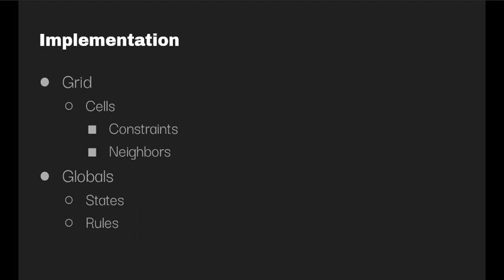The implementation of this was done first by creating a grid. This grid is specified with rows and columns, and each cell within this grid has a set of constraints as well as a set of neighbors. The constraints is a list of states. Each state, as you'll see in the next slide, has certain rules that they have to follow. The neighbors within each cell corresponds to the north neighbor, south neighbor, east neighbor, and west neighbor. And again, the algorithm checks if each neighbor is allowed to be next to any of its other neighbors.